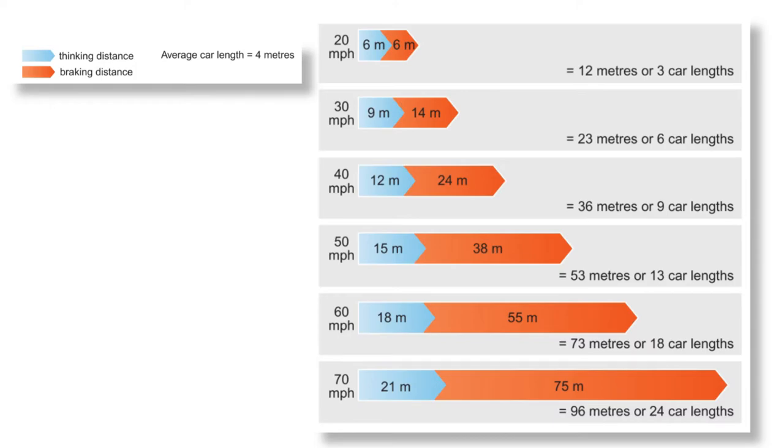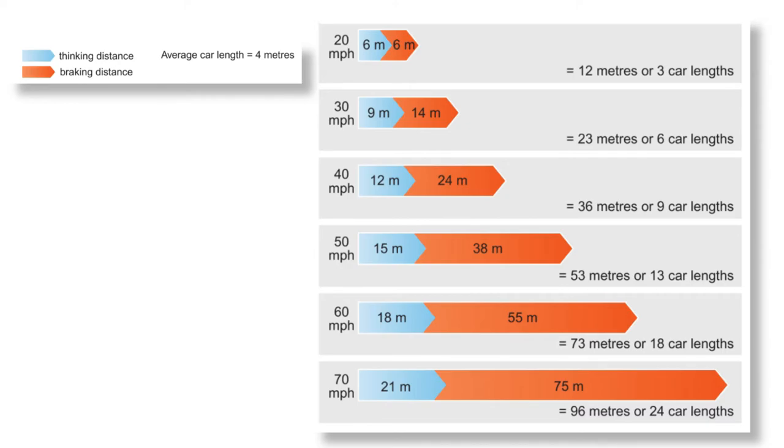Here we have the average stopping distances for cars doing different speeds. We can see at 20 miles per hour, a car will take 6 metres of thinking distance and 6 metres of braking distance. So a total of 12 metres to stop the car. As we go up the speeds, the thinking and braking distances increase. But we can see the braking distance increases significantly over the thinking distance.